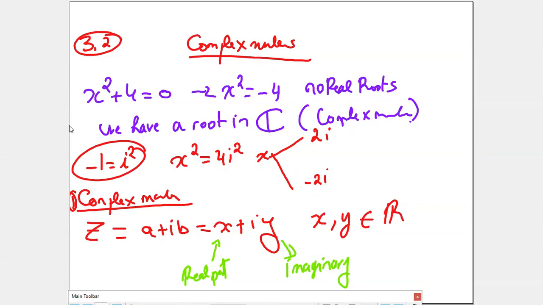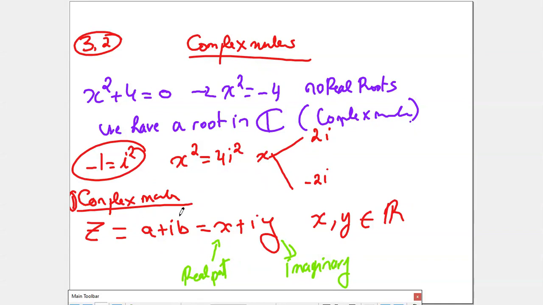So for example, guys, if you have this equation, x squared plus 4 is equal to 0. If I want to do delta or solve it, you will get x squared equal to a negative number. And you know that this has no real root. This is impossible, but we have a root in C. We have a root as a complex number. So we replace minus 1 by i squared. Then we reach x squared is equal to 4i squared, and then I will square root both sides, and then I will have x is equal to 2i or minus 2i. So I have a complex root for this equation.